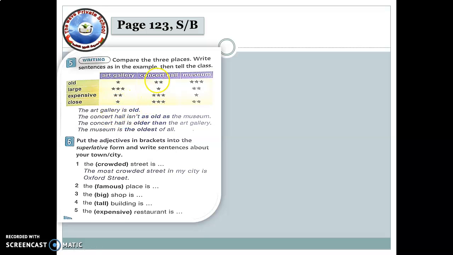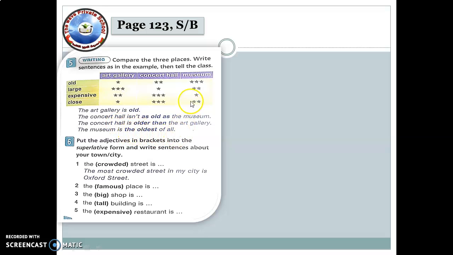Okay, the art gallery is old. The concert hall isn't as old as the museum. And then the concert hall is older than the art gallery. And the museum is the oldest of all.